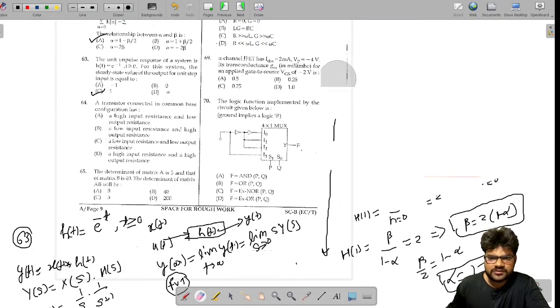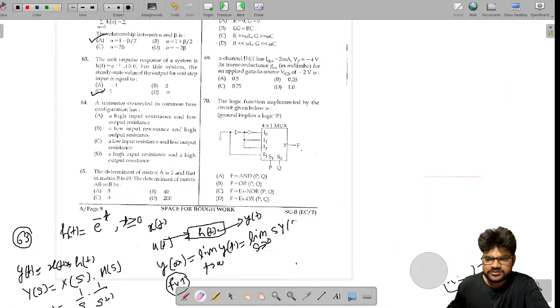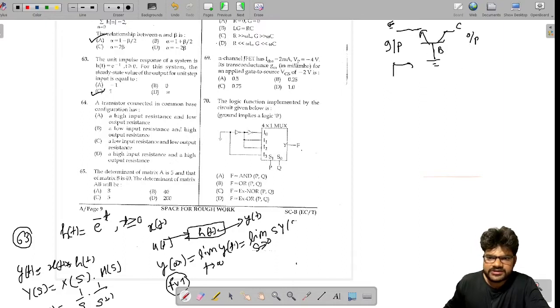Now let us go to the next question, question number 64. This is from analog circuits, and the question is: a transistor connected in common base configuration. We know the common base configuration is like this. In common base we make the base grounded, this is the collector and this is the emitter. In common base we give input at the emitter terminal and take output from the collector terminal. So if we look into this BJT from the emitter terminal, then the resistance Ri is going to be alpha by Gm plus Rb upon 1 plus beta.